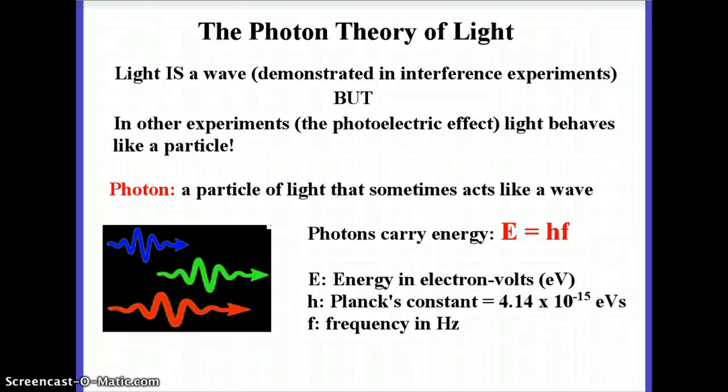Photons are particles of light, but they sometimes act like a wave. These are supposed to be illustrations of photons. It's really hard to illustrate a photon, but you can see there's a wave, and it's sort of like the little wave is confined to just a small region instead of being something that extends evenly through space. So a photon, which we'll talk about a lot here, is a particle of light that sometimes acts like a wave depending on what experiment you do.